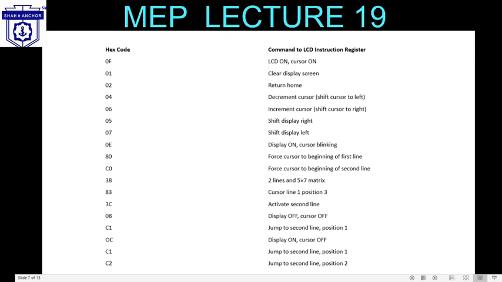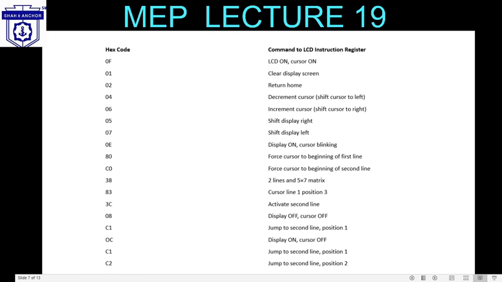Then 05 shift display right. 07 shift display left. 0E display on, cursor blinking. 80 means force cursor to beginning of the first line. C0 means force cursor to beginning of the second line. 38 means 2 lines and 5 by 7 matrix.